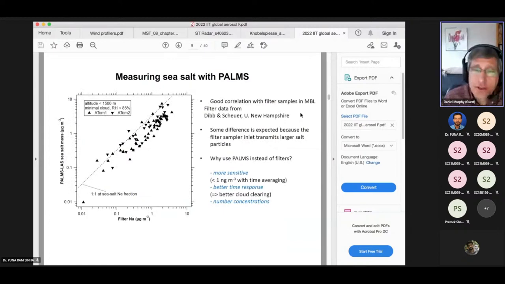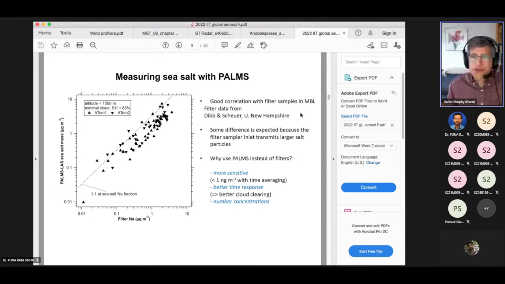And to know that we're doing it well, there were also filter samples on the airplane. And this is the comparison between the filter samples of sodium and our sea salt mass. And you expect the data to be a little off 1-to-1 because seawater is not pure sodium. And you also expect the data to be a little off 1-to-1 because the instruments have different responses to large particles. Their data is far more quantitative, and I was very happy that we matched up this well.